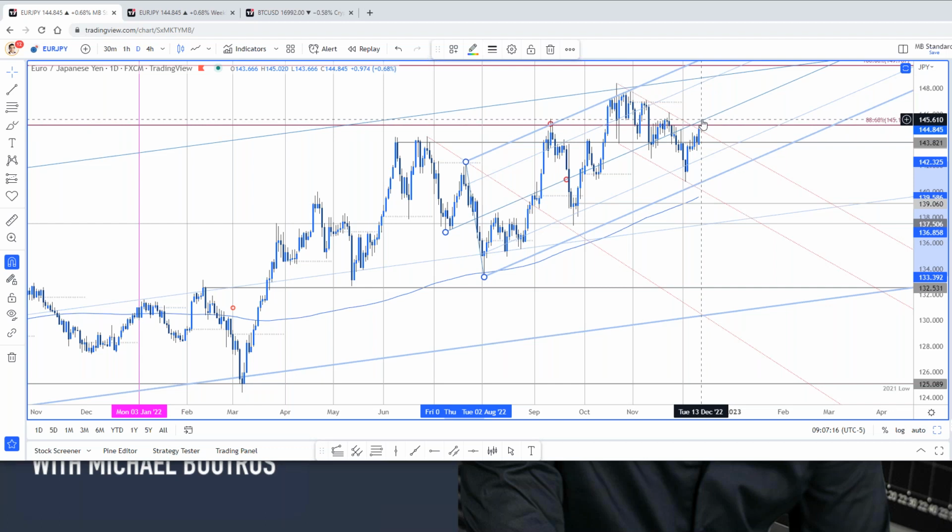So key resistance, that's your breakout zone for Euro yen. But with regards, I'm sorry, to go back to your question, Apollo.